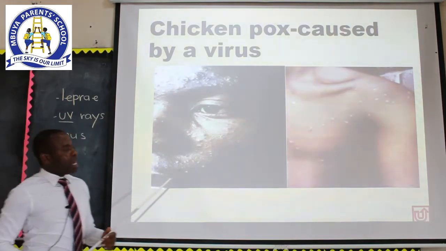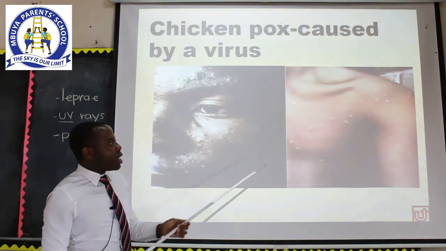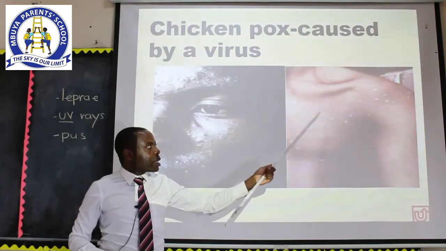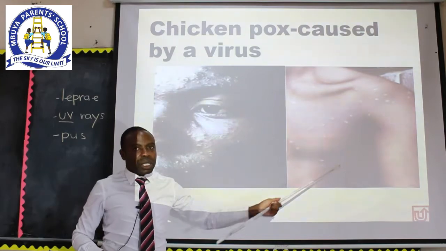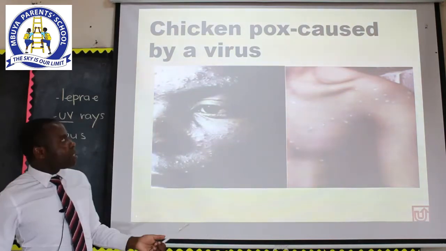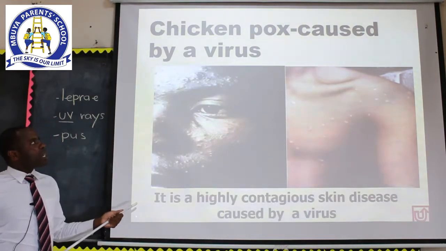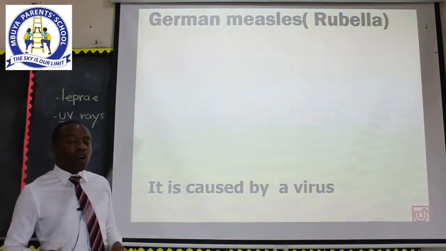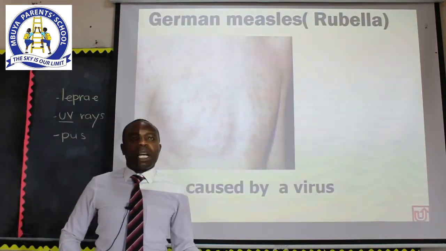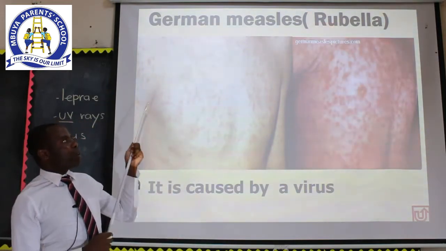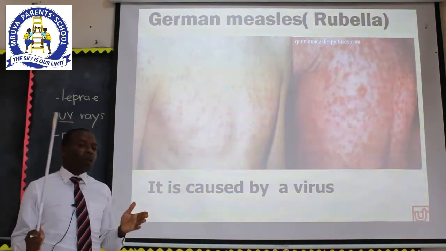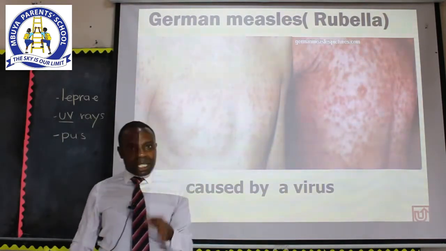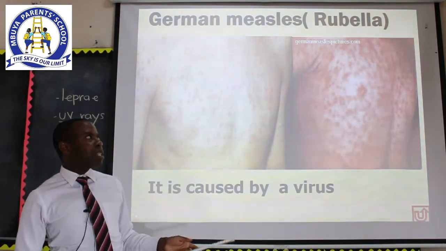And after recovery, you are likely to remain with scars on the body, as you see on this diagram. Another disease we are having is German measles. German measles is also called rubella, and it is a viral disease. You remember from the way I started, we have got viral diseases, bacterial diseases, and fungal diseases.